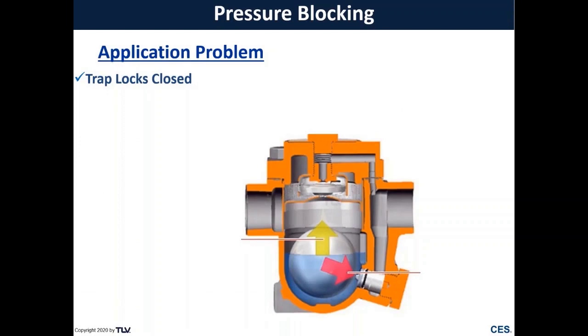So when this happens, the trap is going to fail closed and back up condensate. It's not able to function properly. In the case of a free float style trap, that ball can't float off the orifice, allowing it to open and discharge condensate. So the condensate is backed up into your steam system, and this increases your risk of water hammer.